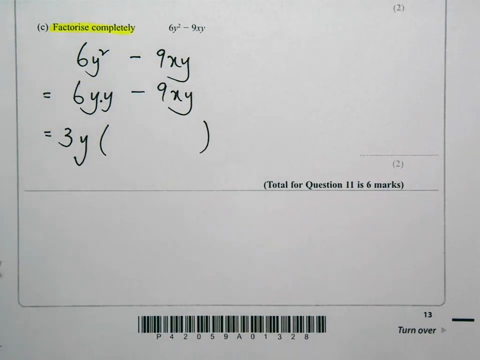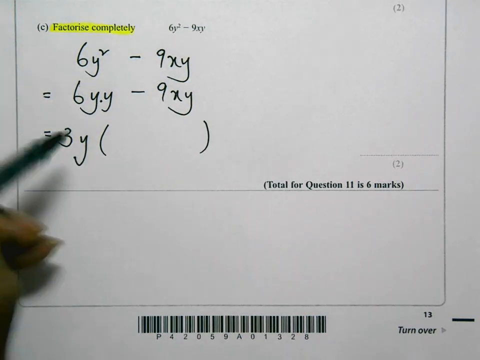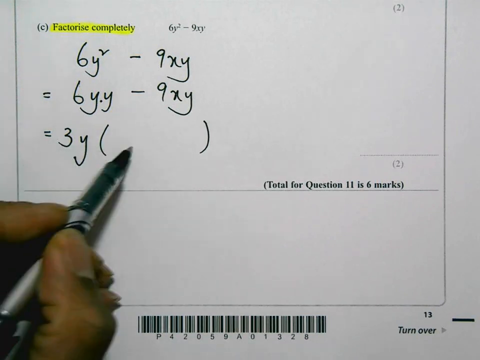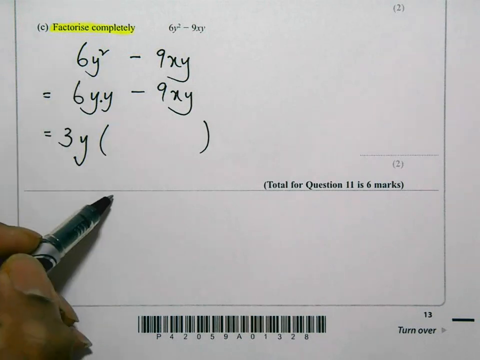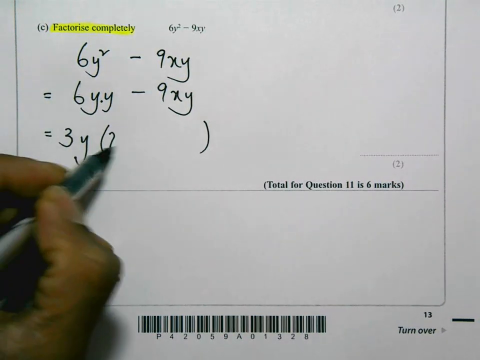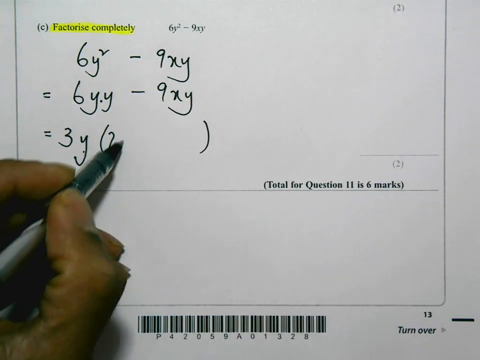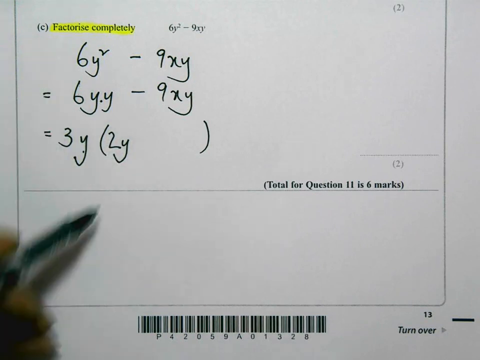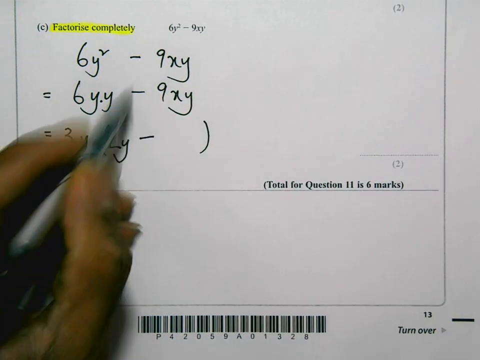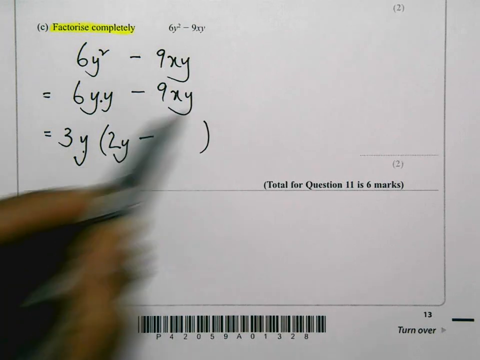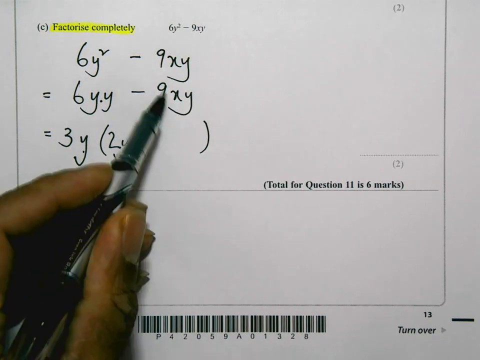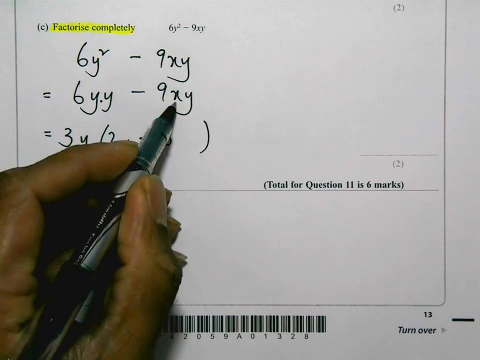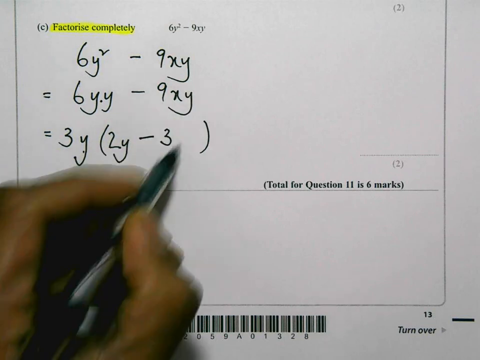Right, so I need to think about how I go forward. What do I times 3y by to get 6y squared? Well, 3 times 2 gives me 6, and y times y is going to give me y squared. So 3y times 2y is 6y squared. There's a minus there. And now I need to think about this side here. 3 times what is going to give me 9? 3 times 3 is 9. And y times what will give me xy? y times x is going to give me xy.